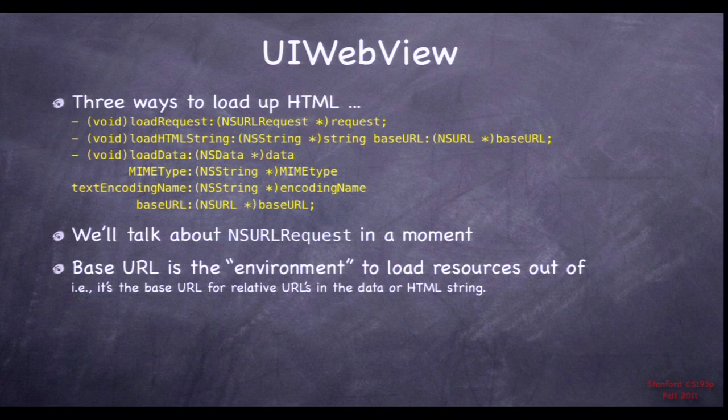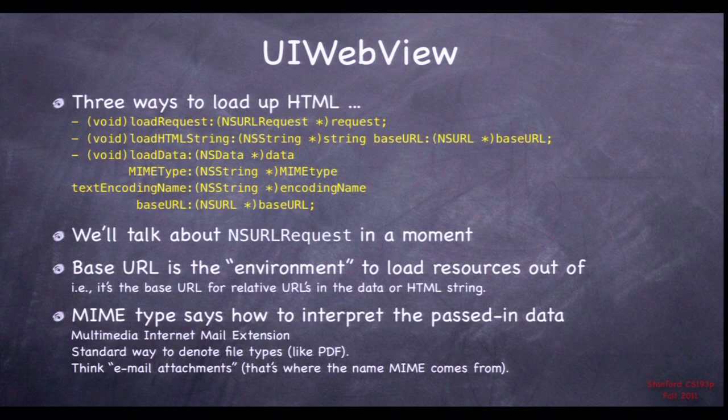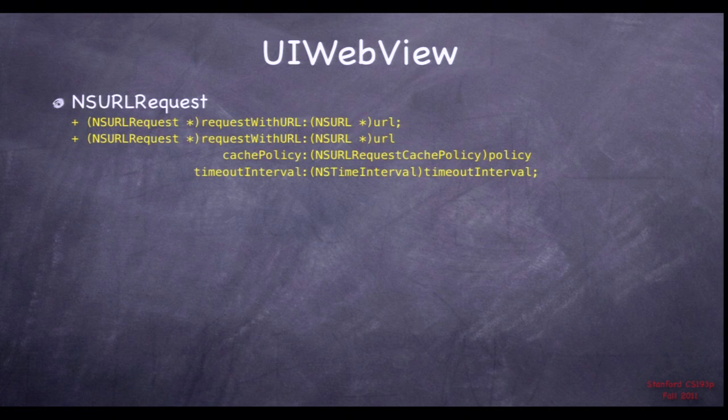For these other 2, the base URL is just the URL to which all relative URLs inside the HTML are relative. And the MIME type says how to interpret the passed-in data, because the passed-in data, you can see, is just an NSData. You've got to know what type is in there, and the MIME types specify that. But NSURLRequest is the main way to do it.